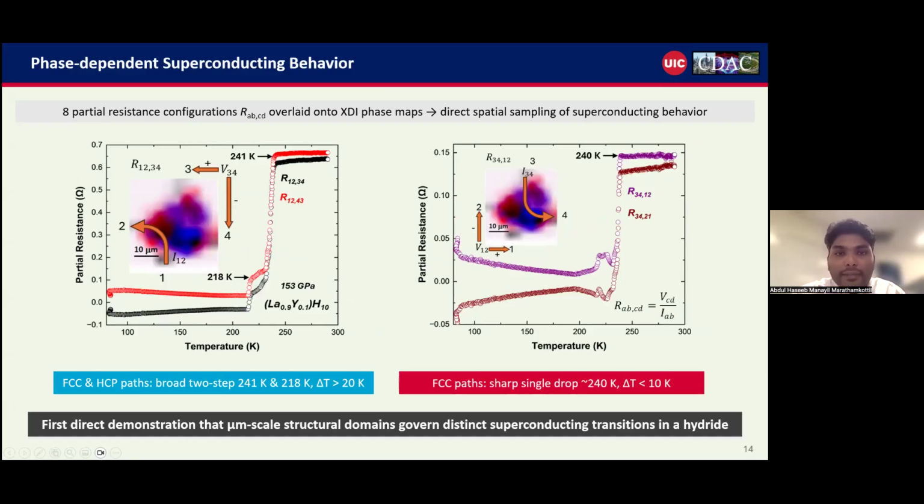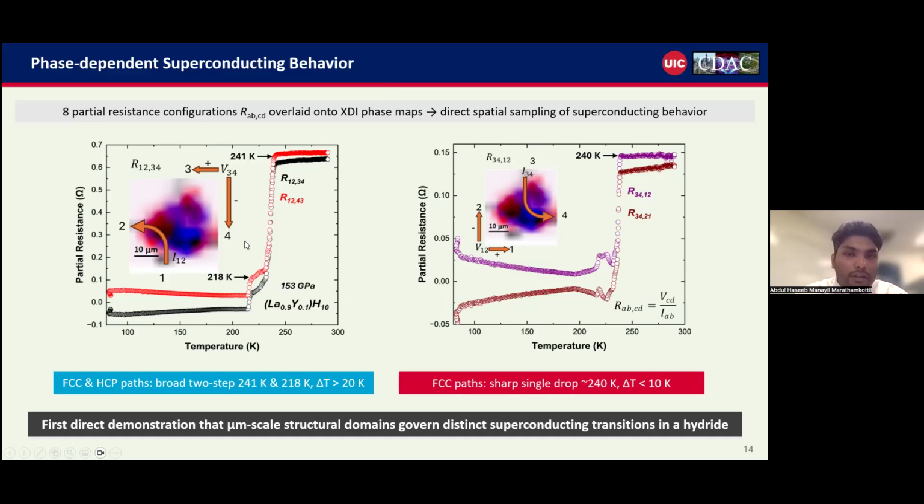This is the central result of the LaH10 work, and I want to walk through it carefully because it demonstrates the full power of combining structural imaging with spatially resolved transport. We take each of the 8 partial resistance configurations, R_ABCD, defined as the voltage across C and D divided by the current through A and B, and overlay this current path directly onto the XRD phase map, which we got from the SSRM combined with XRD software. This tells us exactly which structural domain each measurement is sampling.